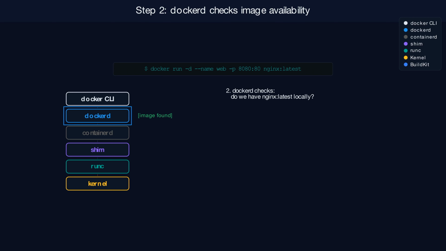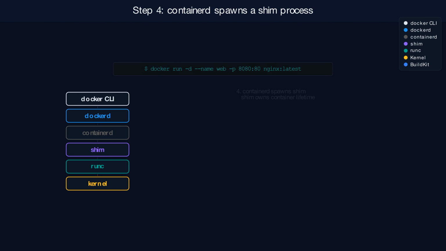Step 3. Dockerd tells containerd: create a container with this image and this configuration. Containerd prepares the container metadata and root file system snapshot. Step 4. Containerd spawns a shim process. This shim will own the container for its entire lifetime. If the daemon restarts, the shim keeps the container running. Step 5. The shim invokes runc with the OCI bundle, a JSON config plus the rootfs directory.